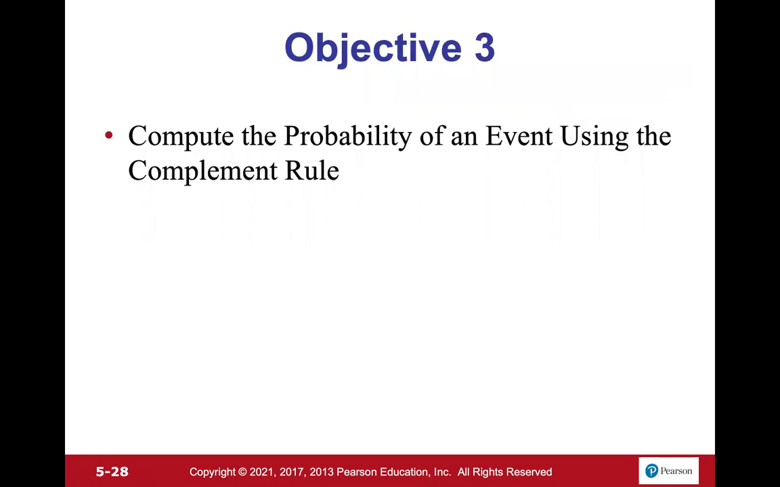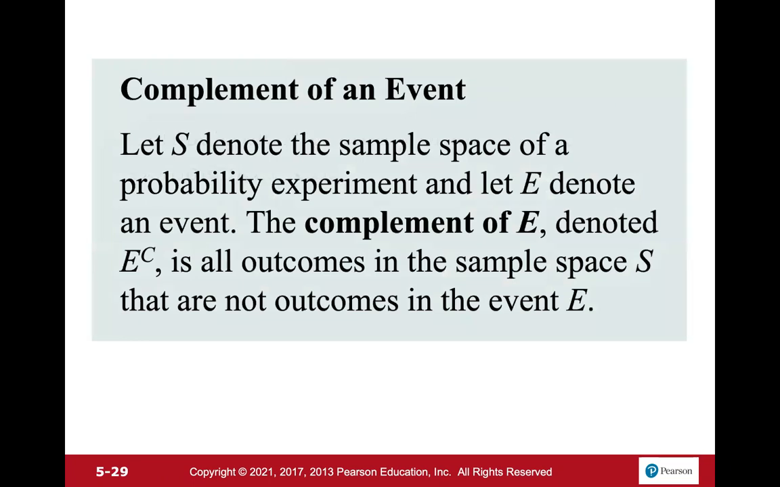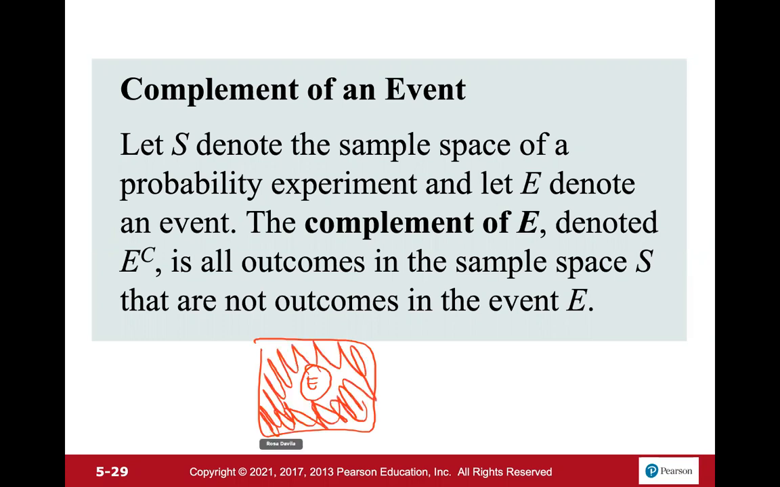So there's that. And lastly, compute the probability of an event using the complement rule. So complement of an event: let S denote the sample space of a probability experiment and let E denote the event. Complement of E is denoted E to the power C. So complement of E is all outcomes in the sample space that are not in the outcomes of E. So if we were to draw a picture, we have our sample space. Wow, how pretty. So this is our event E. Complement of E is going to be everything not in here, so everything not in E, but inside the sample space.